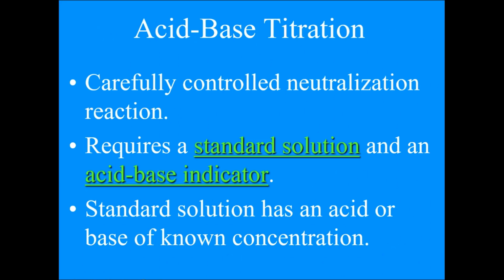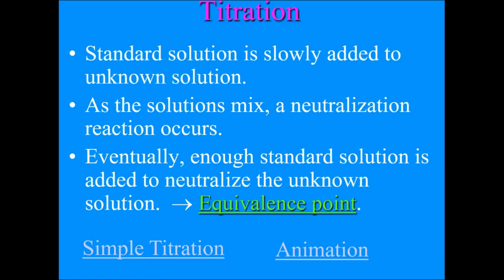In acid-base titration, there is one standard solution and an acid-base indicator. A standard solution is a solution whose molarity is known or given. The standard solution is slowly added to the unknown solution. A neutralization reaction takes place, and when the color changes, it is the equivalence point, the reaction is completed.